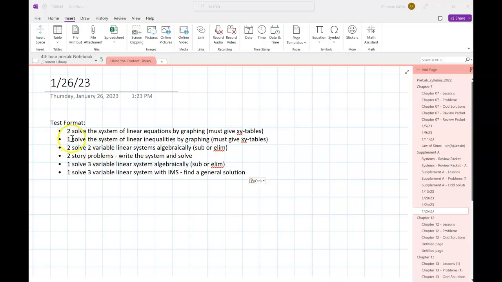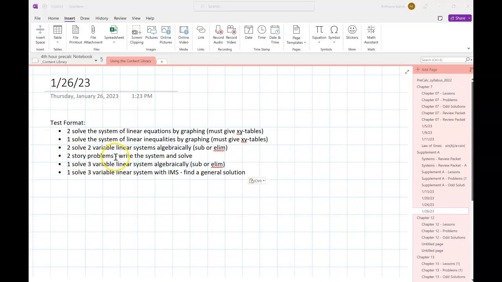I'll have one solve the system of linear inequalities by graphing. And again, I'll expect you guys to be able to give me an XY table that you use to generate your lines. I have two variable system equations that I'll ask you to do either substitution or elimination on your choice. You could do either or.